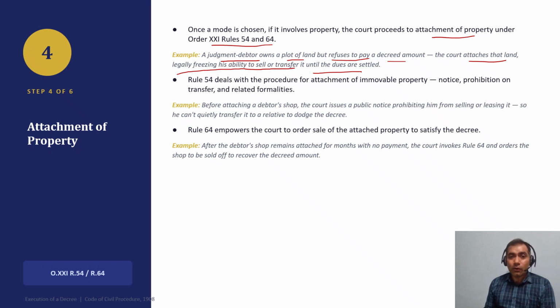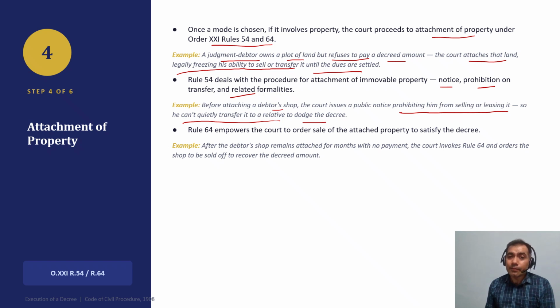Rule 54 deals with the procedure for attachment of immovable property: notice, prohibition on transfer, and related formalities. Example, before attaching a debtor's shop, the court issues a public notice prohibiting him from selling or leasing it, so he cannot quietly transfer it to a relative to dodge the decree.